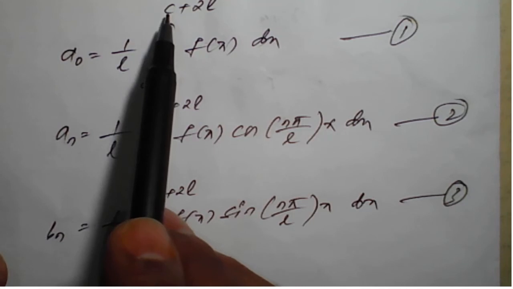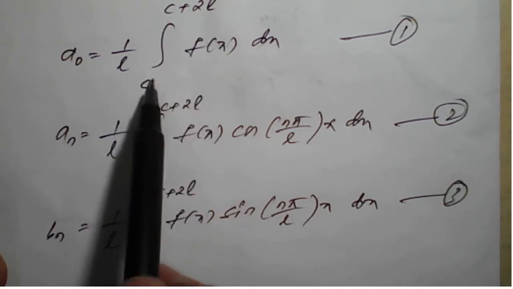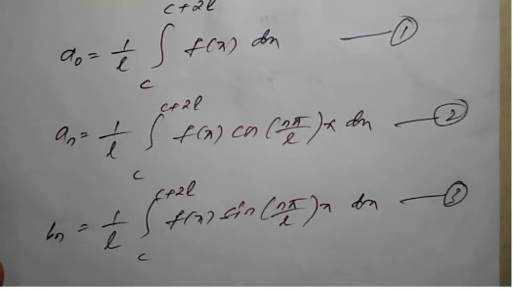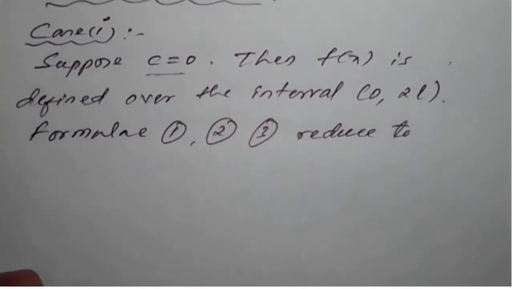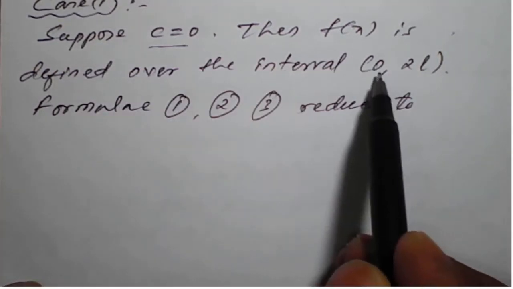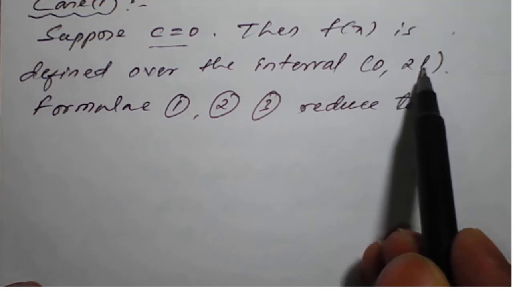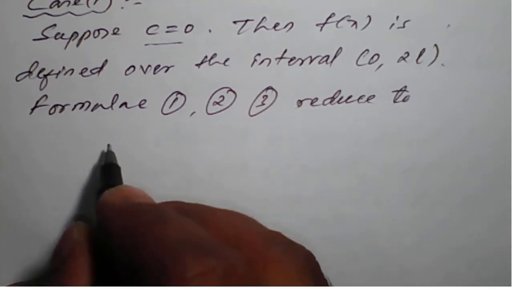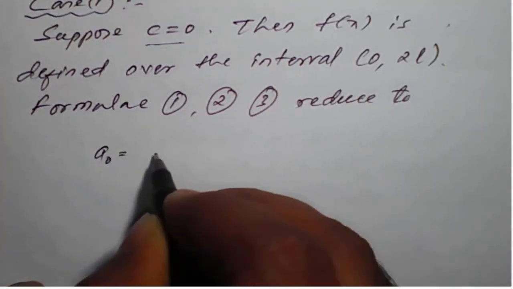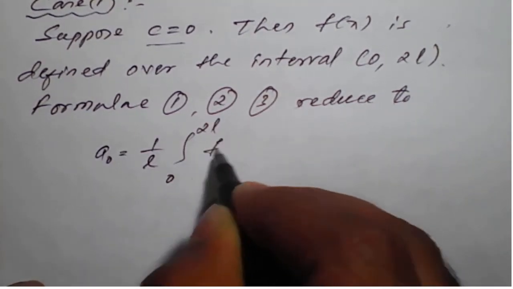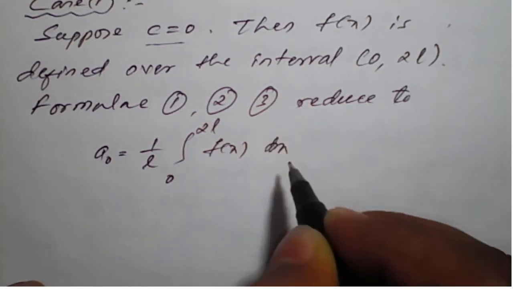0 to 0 plus 2l, that will become 0 to 2l. So the results number 1, 2, 3, listen here. Suppose c is 0, then f of x is defined over the interval 0 to 2l instead of c to c plus 2l, and the formulas 1, 2, 3 reduce to: a naught is equal to 1 upon l integration 0 to 2l f of x dx.